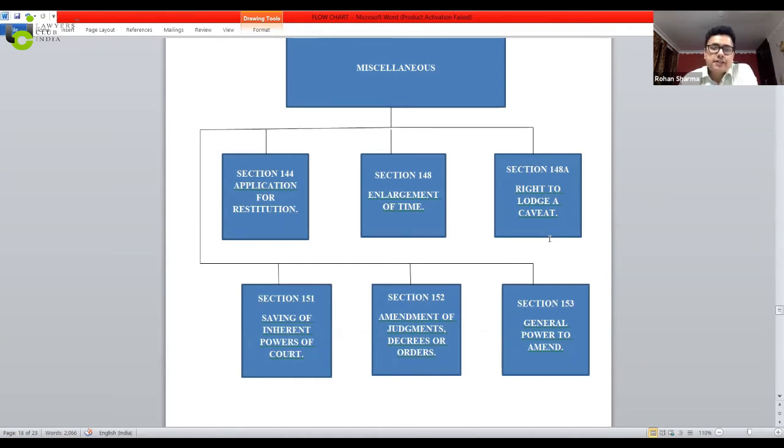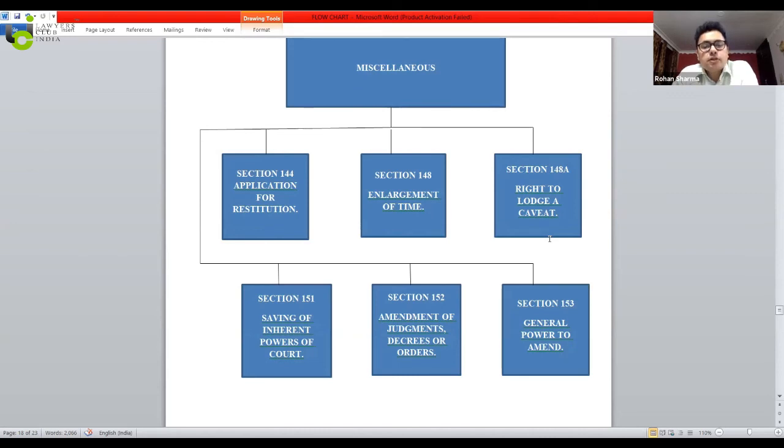If you file this caveat petition, then in case the opposite party eventually files a claim against you, and let's say you're not served with an advance copy, or the opposite party deliberately does not serve you an advance copy in order to maybe get some ex parte stay or things like that, in that specific case, your caveat petition will come to your rescue.